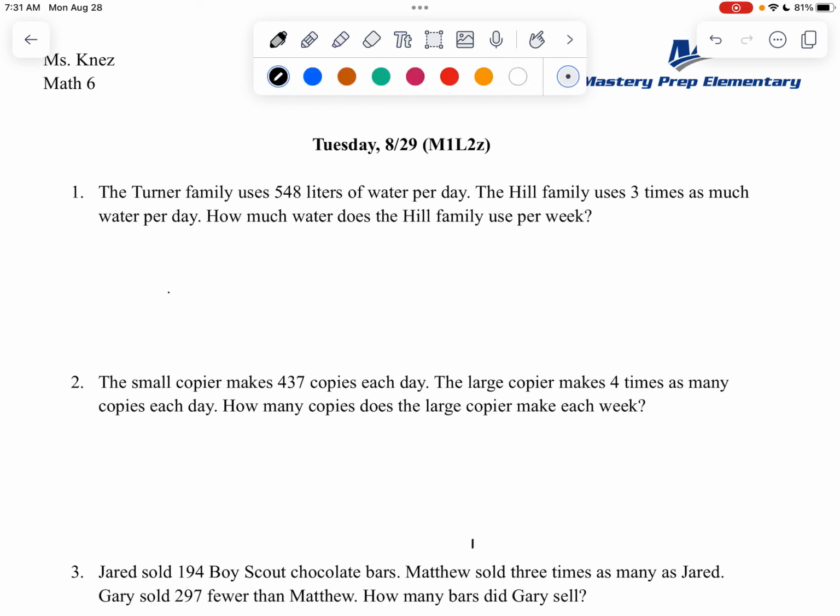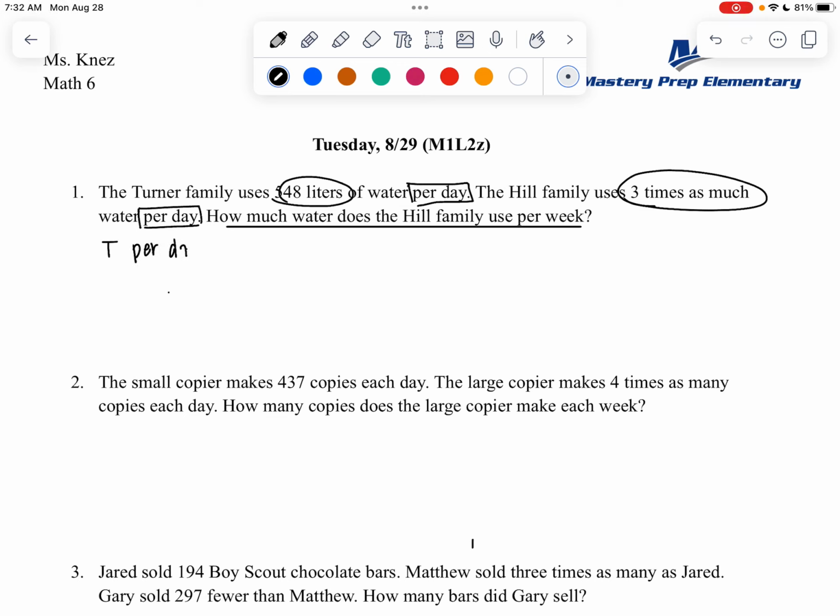Question 1. The Turner family uses 548 liters of water per day. The Hill family uses 3 times as much water per day. How much water does the Hill family use per week? Notice how I circled the key numbers with labels, and then I also boxed the other important vocabulary. Per day is important because it tells us when they're using that amount of water. I can write a T for Turner, and I'm going to write T per day. I know that the Turner family is using 548 liters of water per day.